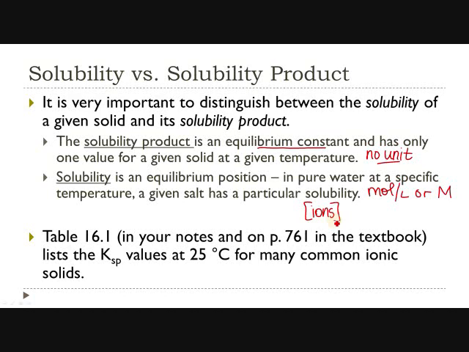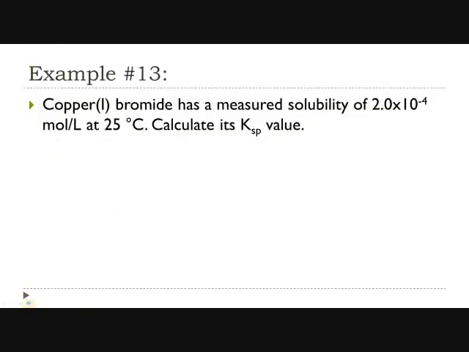Now, it's all relative. When we solve for solubility, we're going to see in example 14 that we have to think about it a little bit like when we did ICE charts. We'll get there when we get there. But table 16.1 in your notes and on page 761 in your textbook, which I put on page 10 in your note packet, lists a bunch of Ksp values at 25 degrees Celsius for many common ionic solids. The reason they're here is that you might need them for the homework problems. They will be given to you. You won't have to memorize them, but they are there for you.